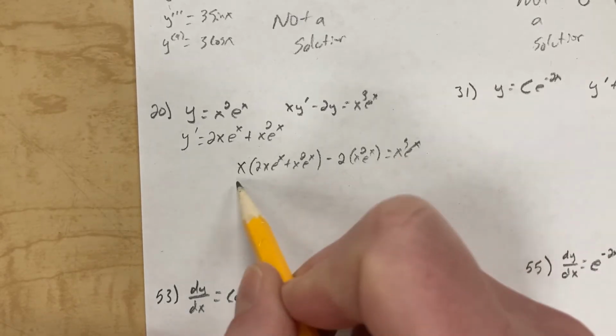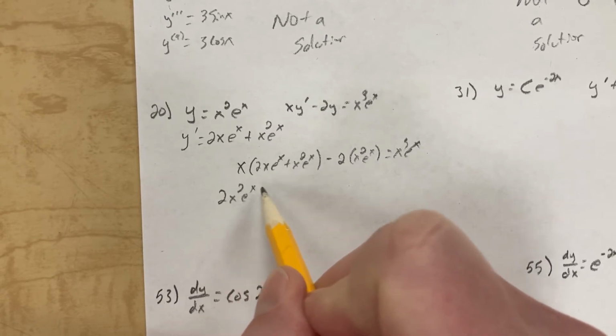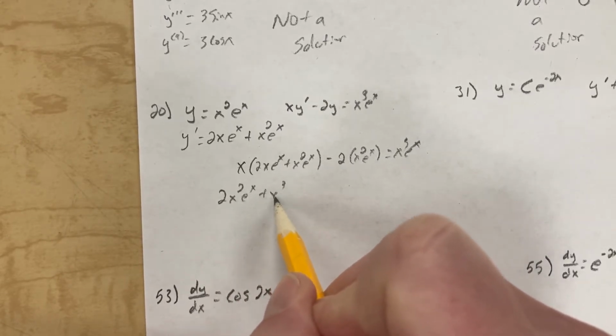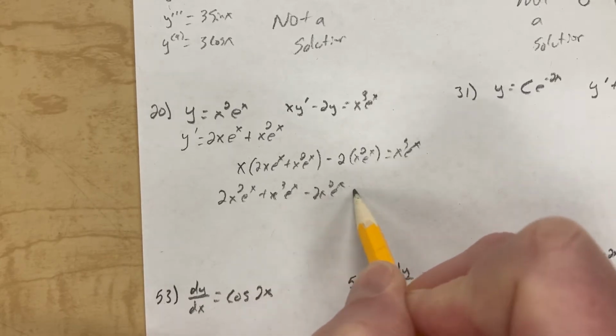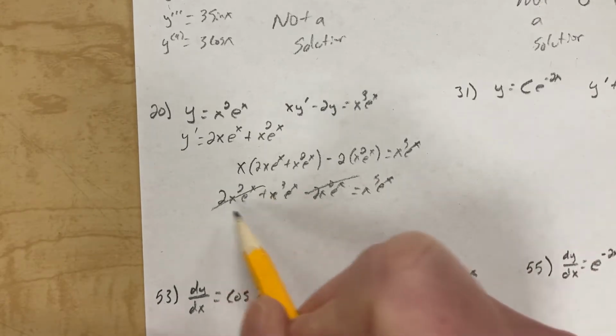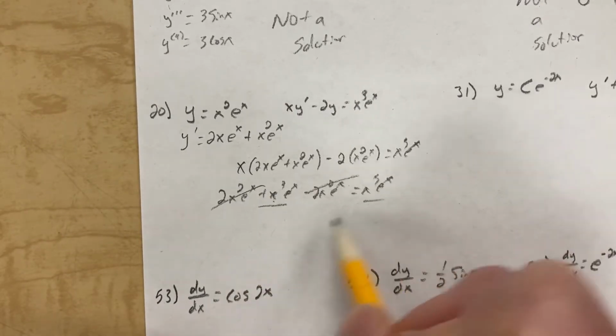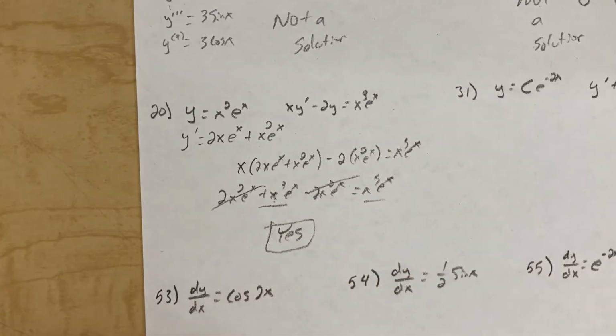e to the x. So if I distribute, we get 2x squared e to the x plus x cubed e to the x minus 2x squared e to the x equals x cubed e to the x. These cancel, and we end up with that equal to that. So yes, this is a solution to that differential equation.